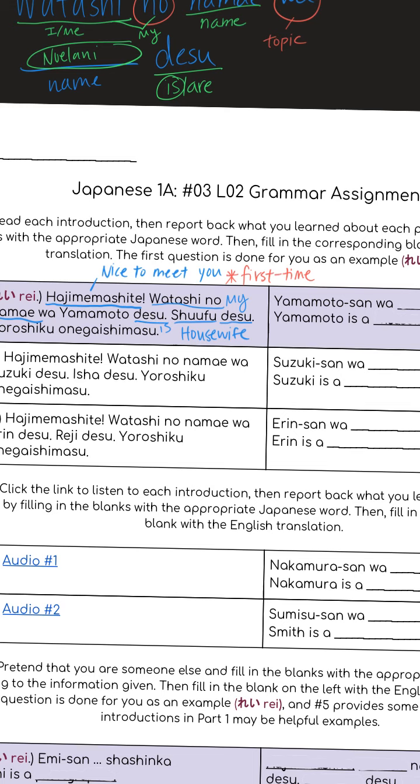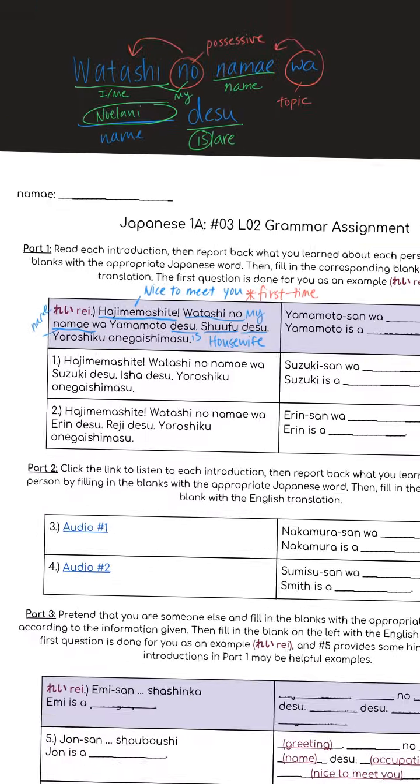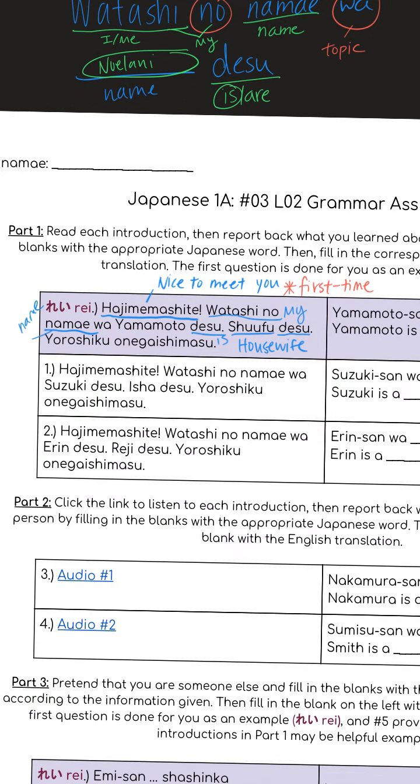So we know that Yamamoto is a housewife. Okay, and then Yamamoto ends off, in this case, her introduction with yoroshiku onegai shimasu. Let's say that together. Yoroshiku onegai shimasu. Break it down. Yoroshiku, onegai shimasu. One more time. Moichido. Yoroshiku onegai shimasu.